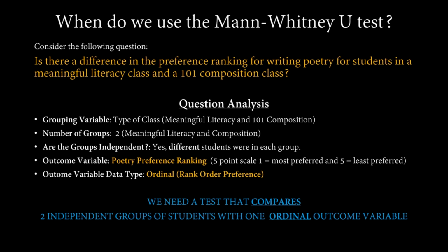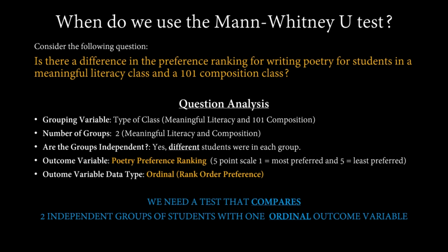So let's go over the question analysis. Grouping variable: type of class, and we've seen this before in previous videos. We have a meaningful literacy class and a 101 composition class. The number of groups? Well, we have two groups, right? We only have two classes, meaningful literacy and composition. Are the groups independent? Well, the answer to that is yes. We have different students in each group.